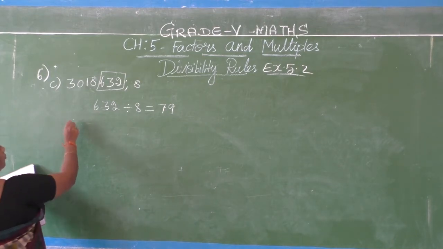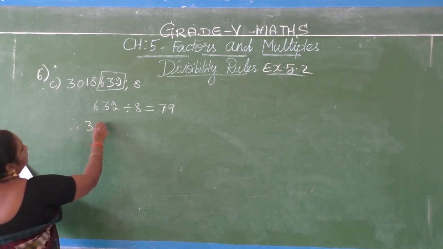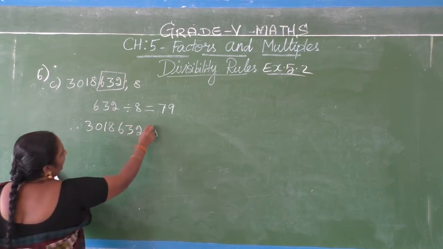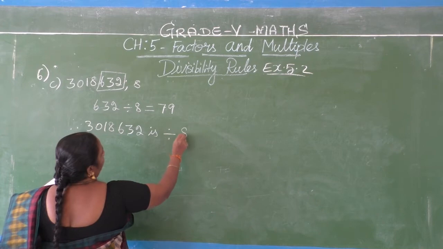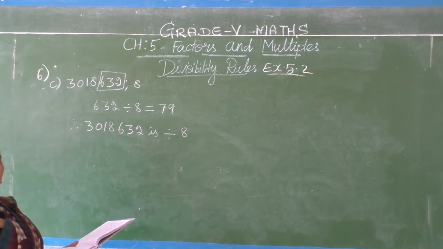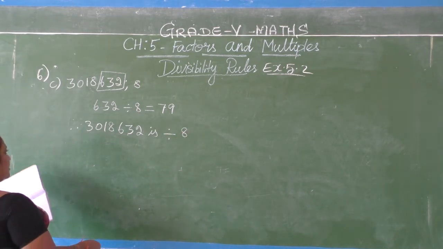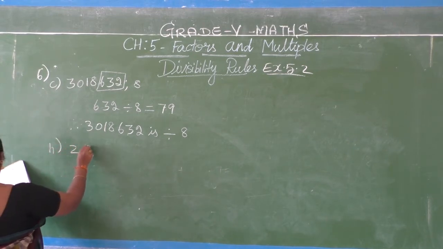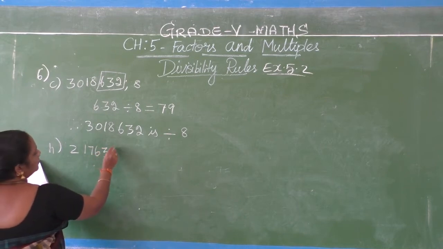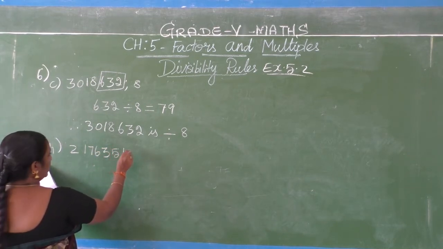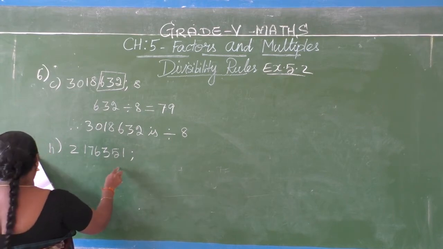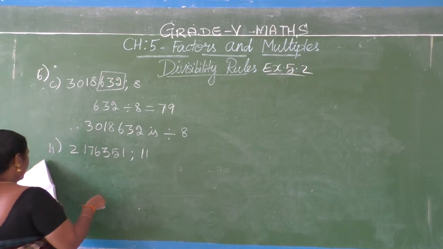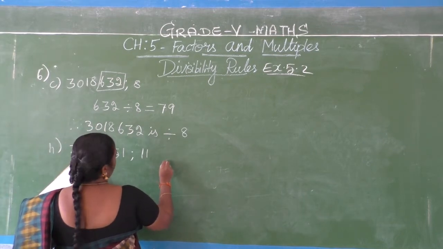That means this whole number 18,632 is divisible by 8. Okay, then in the same way for the other numbers. So these divisibility rules are very useful to us. If they give us the biggest number, we can do it very easily. We can save time also.